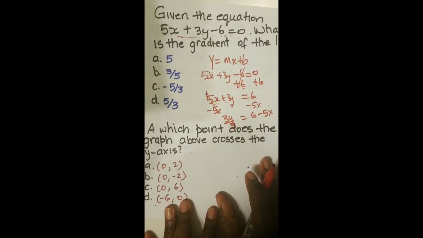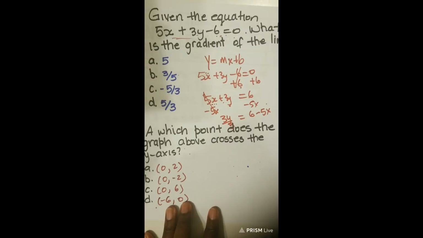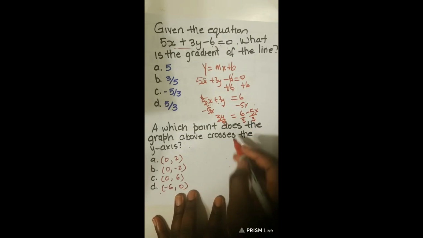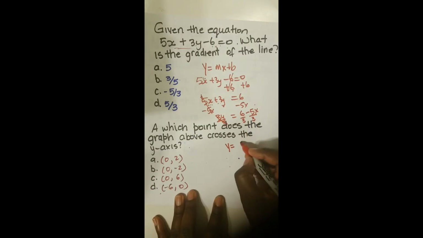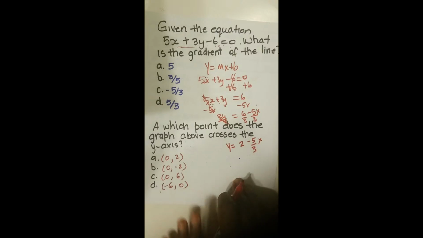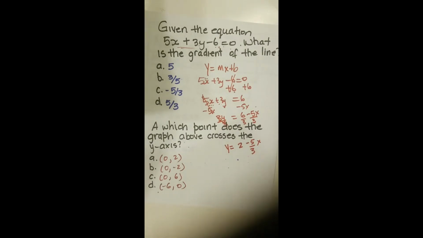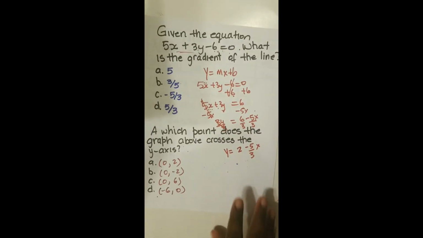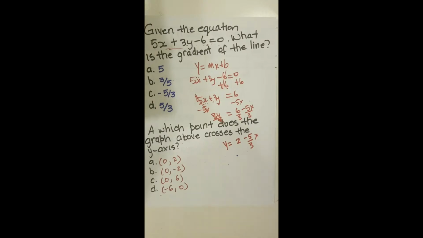This paper keeps moving. Maybe I need to make the screen smaller. Okay, we divide by 3 on both sides. And so here, 3 cancels 3. So y is equal to 3 into 6 goes 2 times. So it's 2 minus 5 over 3x. Anywhere the term is with the x, you know that represents the gradient. It doesn't have to be the first thing you see.